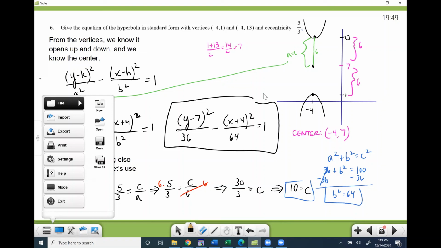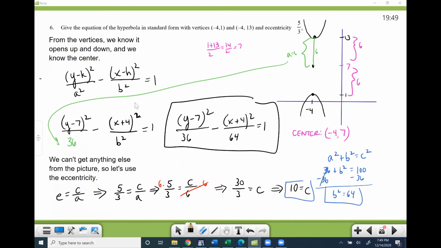So I got the 6 because we had 1 and we had 13, and the math over here helped us find that 7 is exactly in the middle of them. And so I just did 13 minus 7 to get the 6 and 7 minus 1 to get the 6. That was me kind of checking, hey, is this number really in the middle? Well, it turns out it really was. And then that distance is the distance from the center to a vertex. So anytime you're looking at the center to a vertex, that's always going to be the letter A.